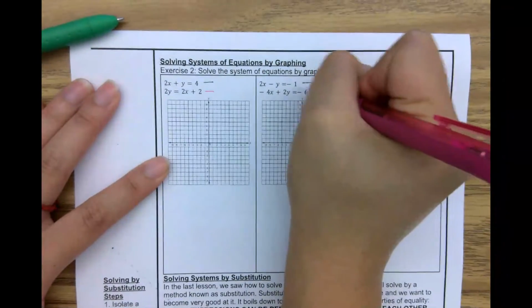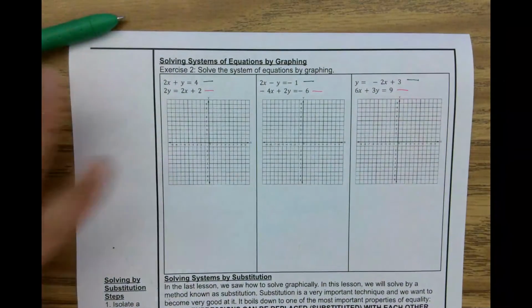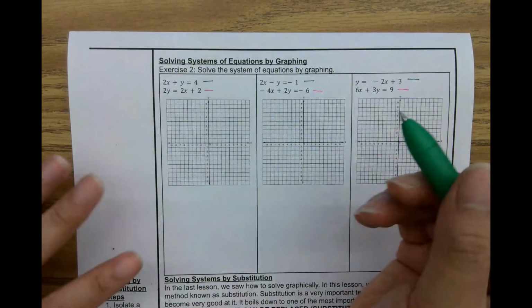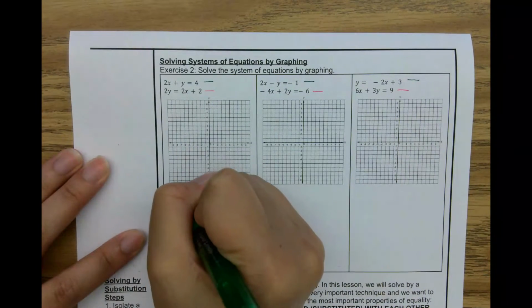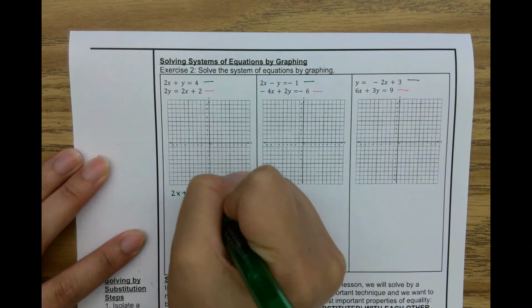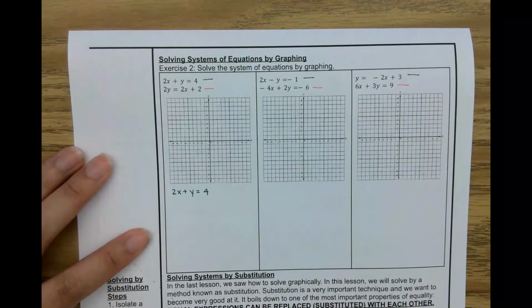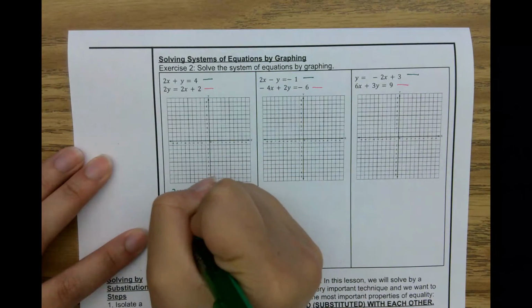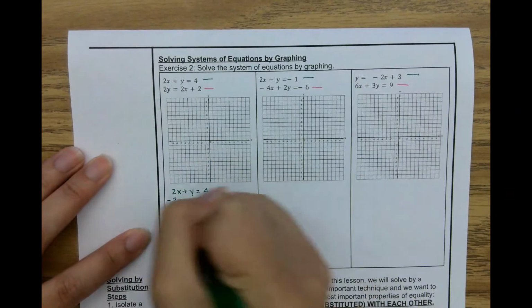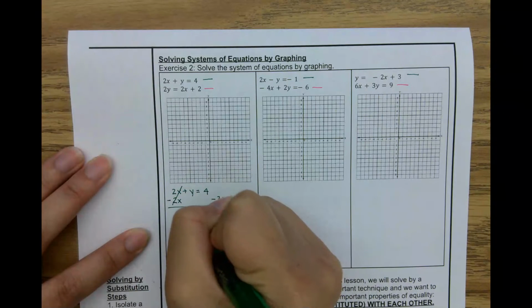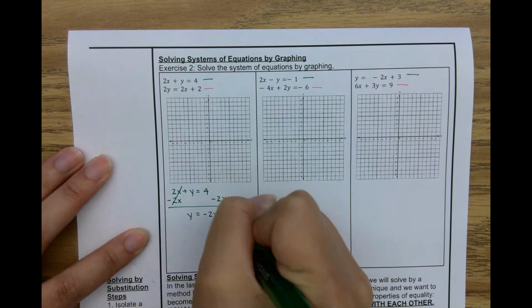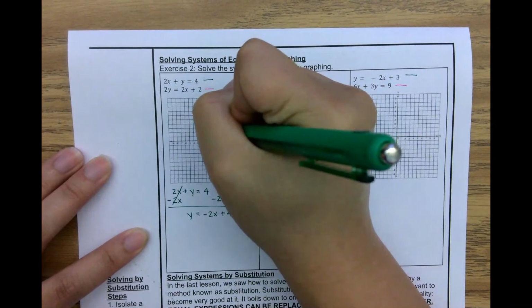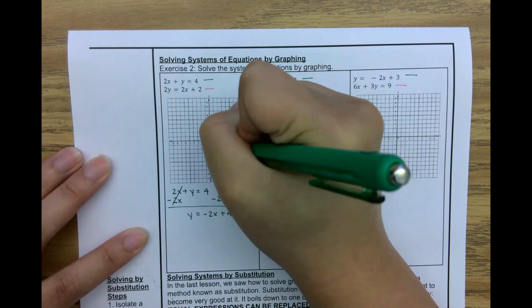Okay, so starting with this first one, 2x plus y equals 4. If you want, you can graph it using intercepts, or you can change it into slope-intercept form by solving for y. So I'm going to subtract 2x on both sides, and I end up with y equals negative 2x plus 4. So the y-intercept is at 4, and my slope is negative 2, so I'm going to go down 2, right 1.